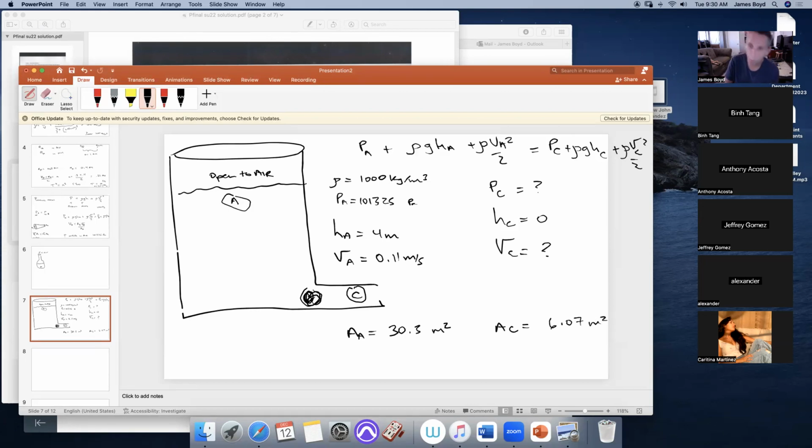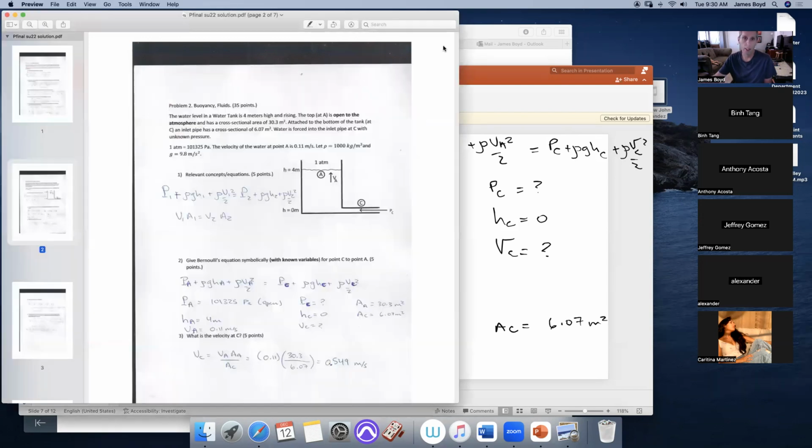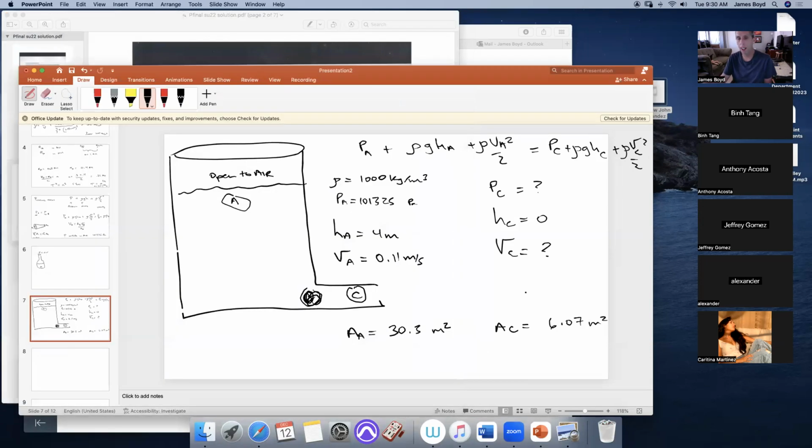Okay, so that's your first step, just to write down Bernoulli's equation symbolically. Literally, you will write just this, and then go through each one and write down, if you know what it is, what it is. So you can see that's what I wanted them to do here. Then we want to find the velocity at C. If we tried to find it with this equation, we don't know PC, so we can't use Bernoulli's equation. But what we can use is VA times AA is VC times AC, the continuity equation.